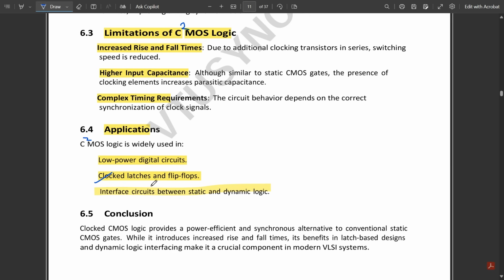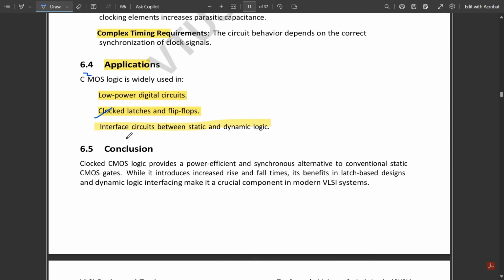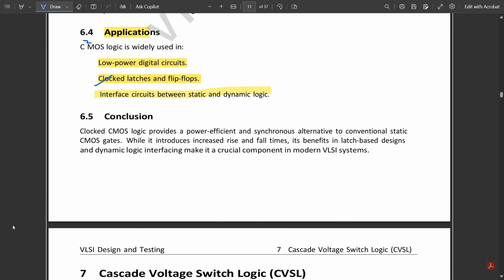Then we have a conclusion. Clocked CMOS logic provides a power efficient and synchronous alternative to conventional static CMOS logic gates. While it introduces increased rise and fall times, its benefits in latch based designs and dynamic logic interfacing make it a crucial component in modern VLSI systems.